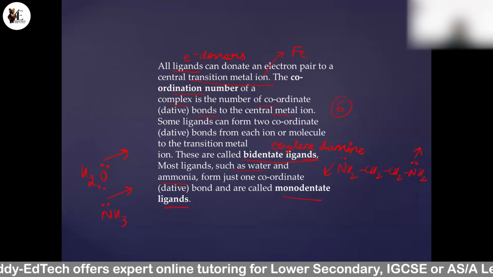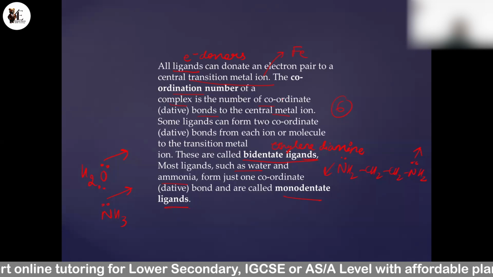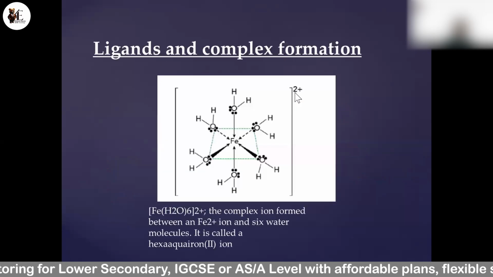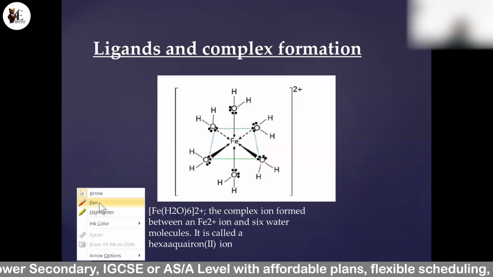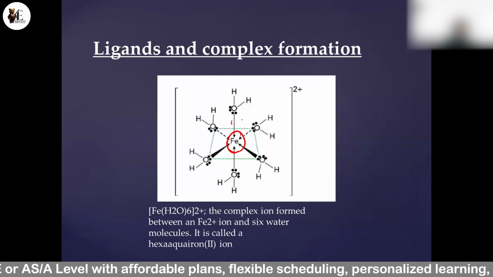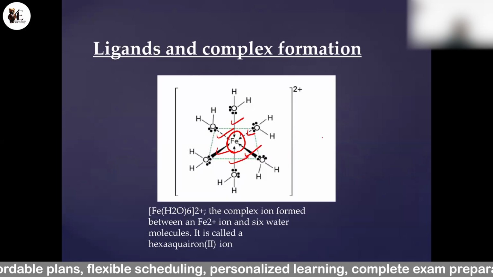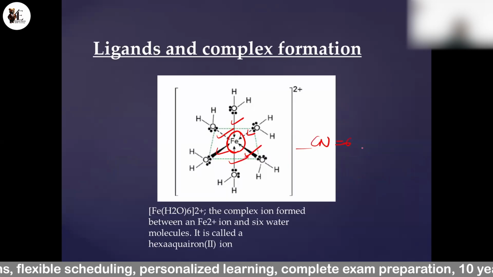I'm saying, what is coordination number? Coordination number means the number of coordinate bonds which are attached to the central metal atom. So this is the central metal atom here, iron. Now how many bonds is it making? 1, 2, 3, 4, 5, 6. So this is the coordination number of this complex.